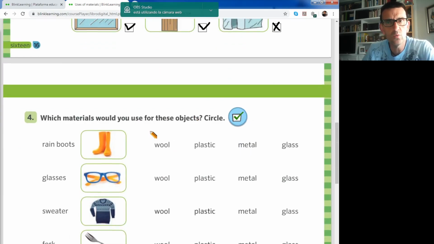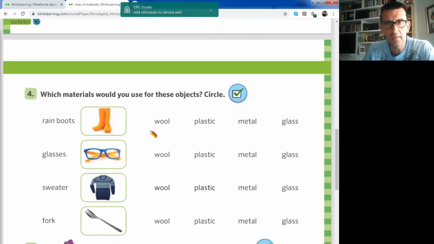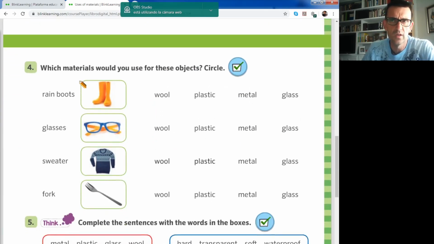Well, now we go on with the page number 17. Page 17 is very easy too. Activity number 4. Which material? Esta palabra, acordad, significa cuáles o qué. Cuando hablamos de que hay que elegir, ¿de acuerdo? Cuando hay que elegir materiales o elegir coches, por ejemplo, ¿qué coche te gusta?